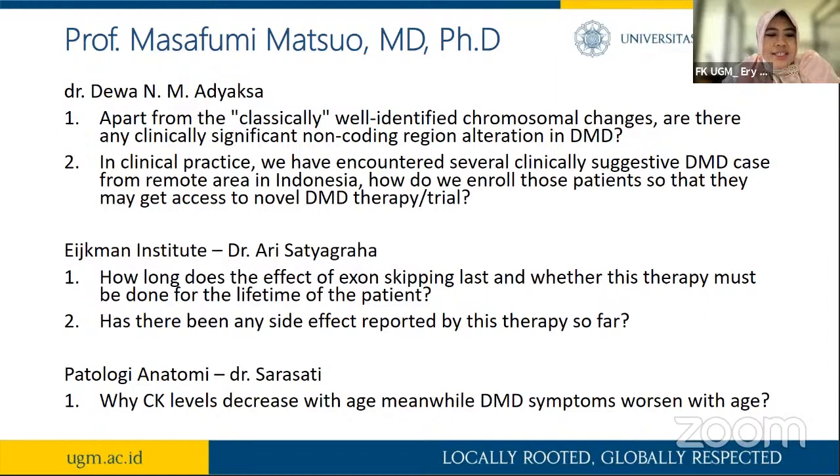Okay, Sensei, the third question comes from Dr. Saras from anatomical pathology residency. The question is why CK levels decrease with increasing age, while the DMD symptoms worsen with age. Oh, good question. Thank you, Sensei. Because CK is released from muscle. So in the aged patient, muscle wasting is very severe. The volume of muscle is small. Then the level of CK becomes low. So the level of CK correlates with the amount of muscle. Therefore, in the aged patient, the CK level decreases. Yeah. That's the answer to the question.